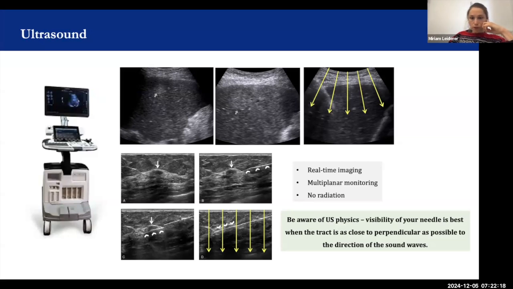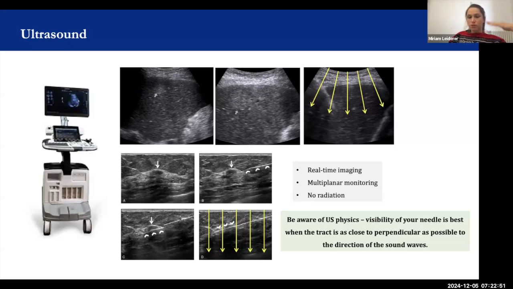Try to be aware of your ultrasound physics, of the basics, when you do a biopsy, because that's going to make your life easier. So think which way the sound waves go in a curved probe and in a linear probe. In a linear probe it is quite easy because they're all parallel. And the visibility of a needle, because that needle is metal, right?